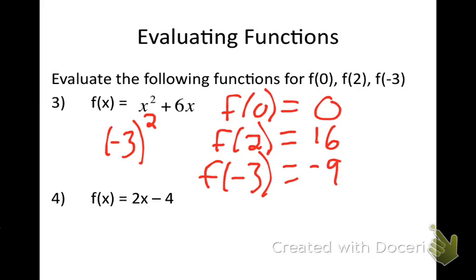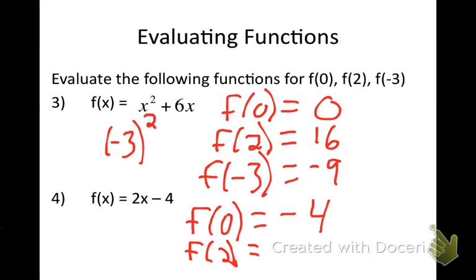Nice work. Number 4, f of 0. Sophie, what do I get if I plug in f of 0? So 2 times 0 is 0. Minus 4 is going to get me. Nice job. Negative 4. F of 2 is what, Shane? 0. Nice work. And f of negative 3 gets me what, Mark? Negative 10. Good work. Again, that's evaluating functions. Very similar to just evaluating kind of equations, really.